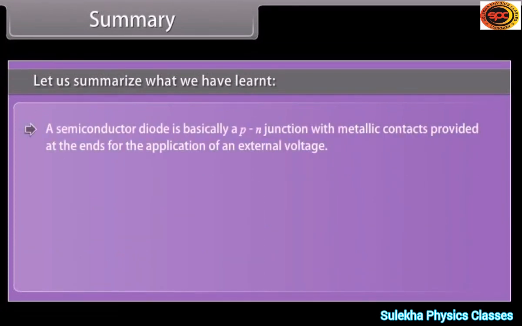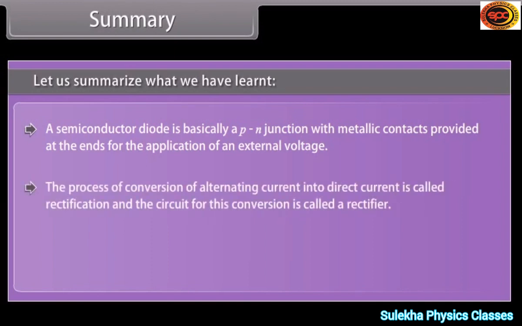A semiconductor diode is basically a p-n junction with metallic contacts provided at the ends for the application of an external voltage. The process of conversion of alternating current into direct current is called rectification, and the circuit for this conversion is called a rectifier.